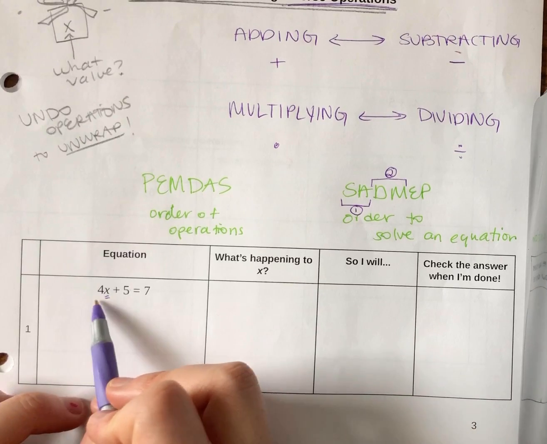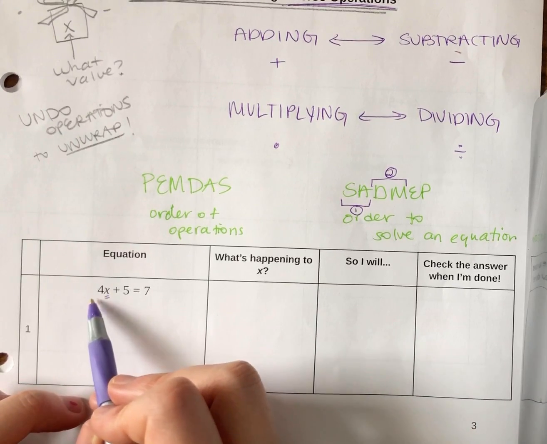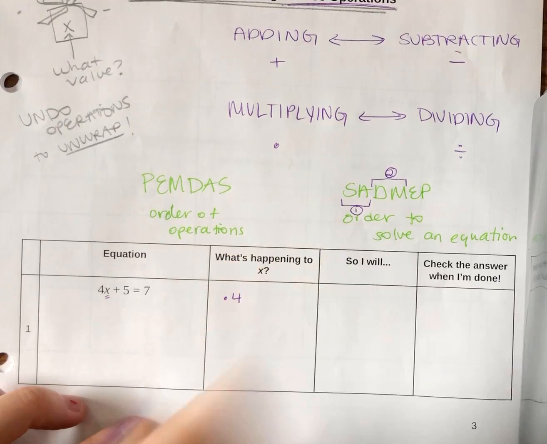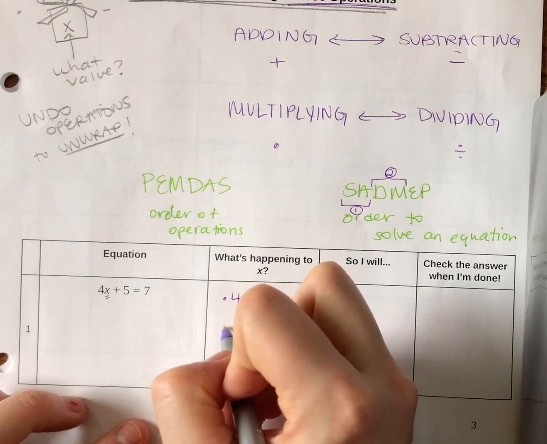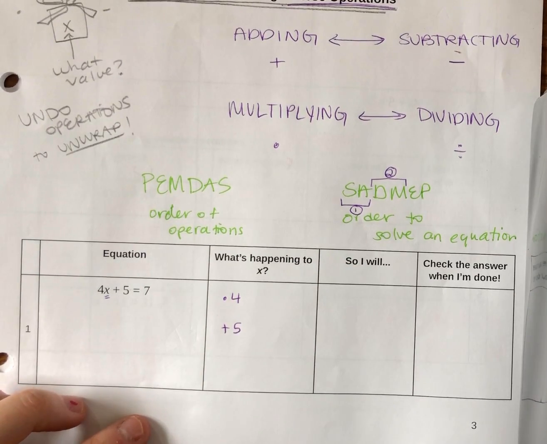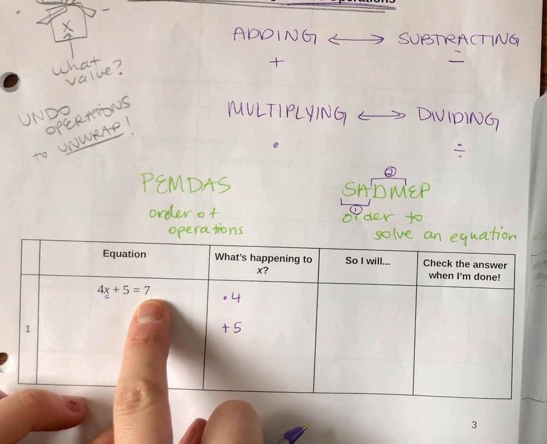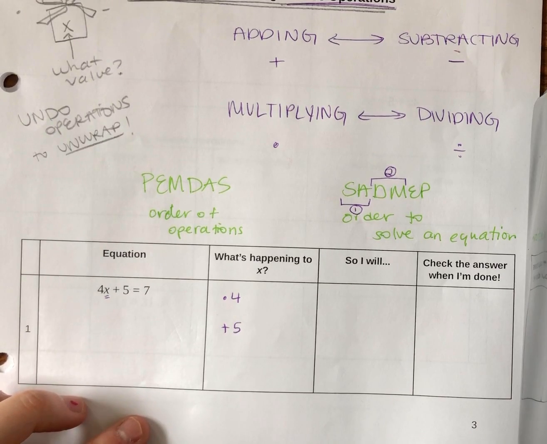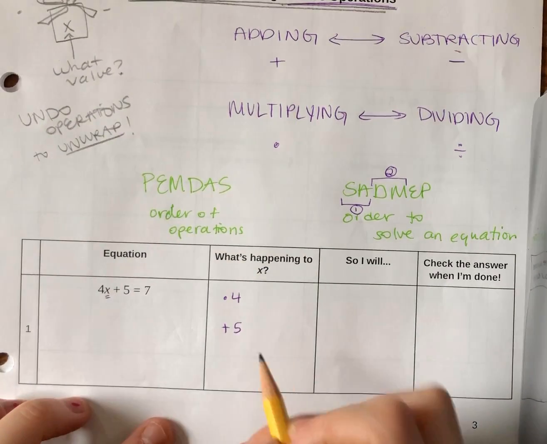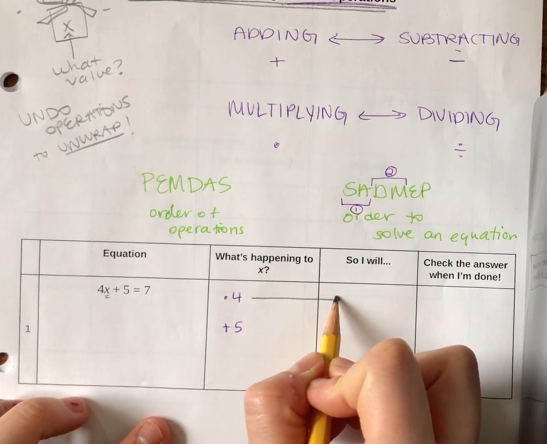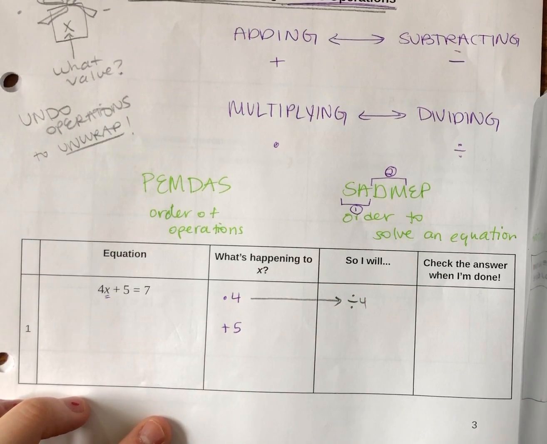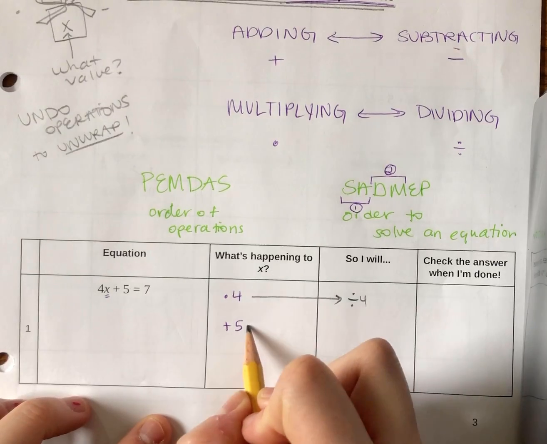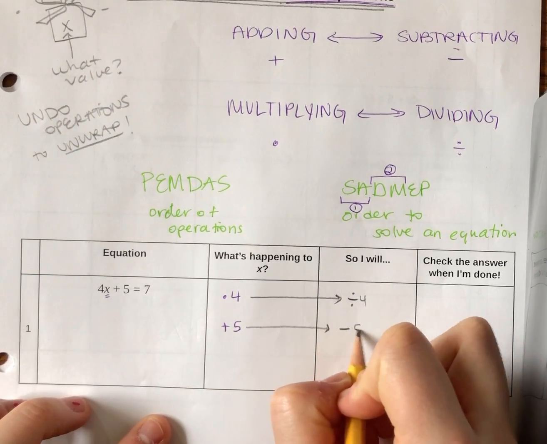Well, x is directly next to 4, so that means they must be being multiplied together. And then we're adding 5. And all of this stuff balances with 7. I need to unwrap these two operations. So to unwrap or undo times 4, I'm going to divide by 4. And to unwrap adding 5, I'm going to subtract 5.